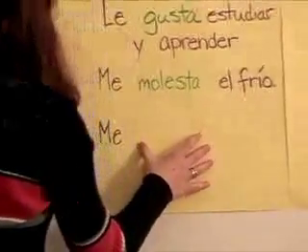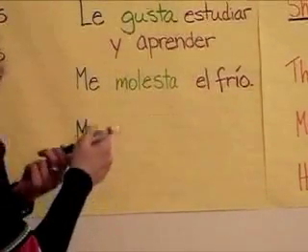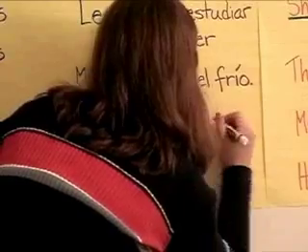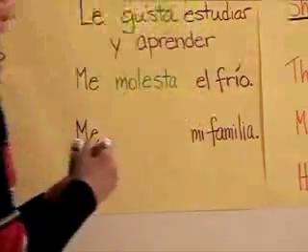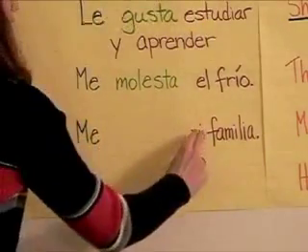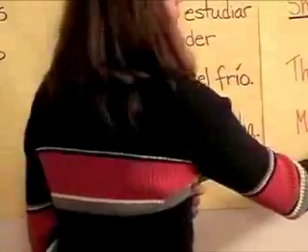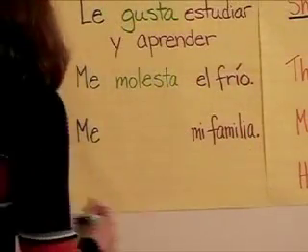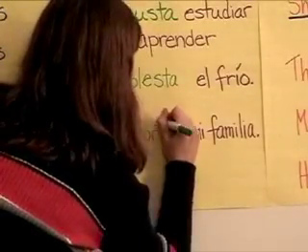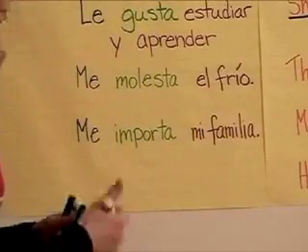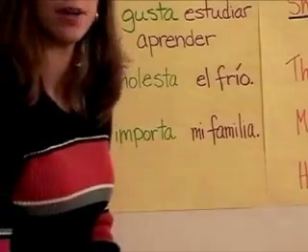Okay? So once again, let's just skip the verb for now, and let's talk about what it is that matters to me, my family. How would we write that in Spanish? Mi familia. Okay, mi familia. Now, is that singular or plural? That's singular. Right. So what form of importar are we going to use? The singular. Which is? Third person. Importa. Exactly. So my family is important to me, or my family matters to me.